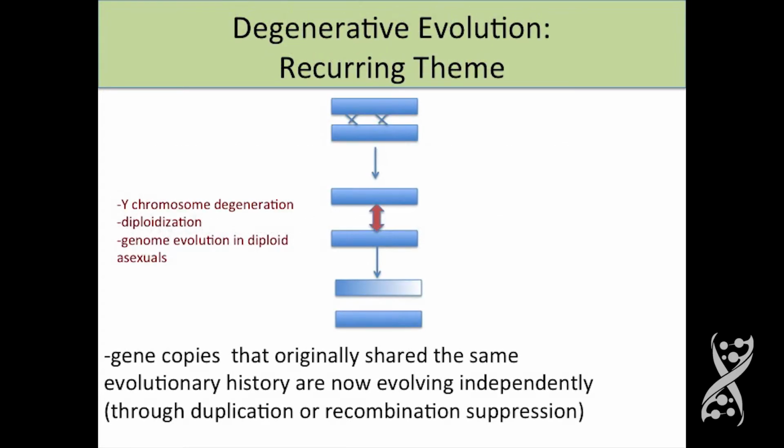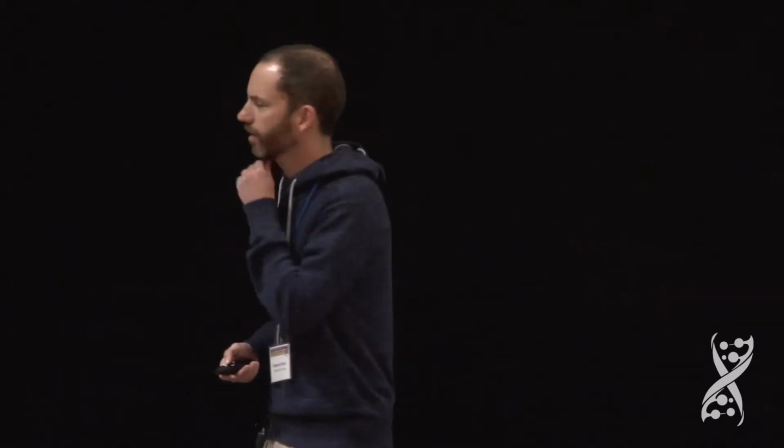So one of the recurring themes here with things like sex chromosome evolution, as well as whole genome duplication, is you had genes that used to be interacting with each other through recombination, and that interaction has been shut off. Right? Y chromosomes become non-recombining, or through whole genome duplication, you have duplicate genes that used to recombine with each other and are now no longer interacting with each other. So gene copies that originally shared the same evolutionary history are now evolving independently.